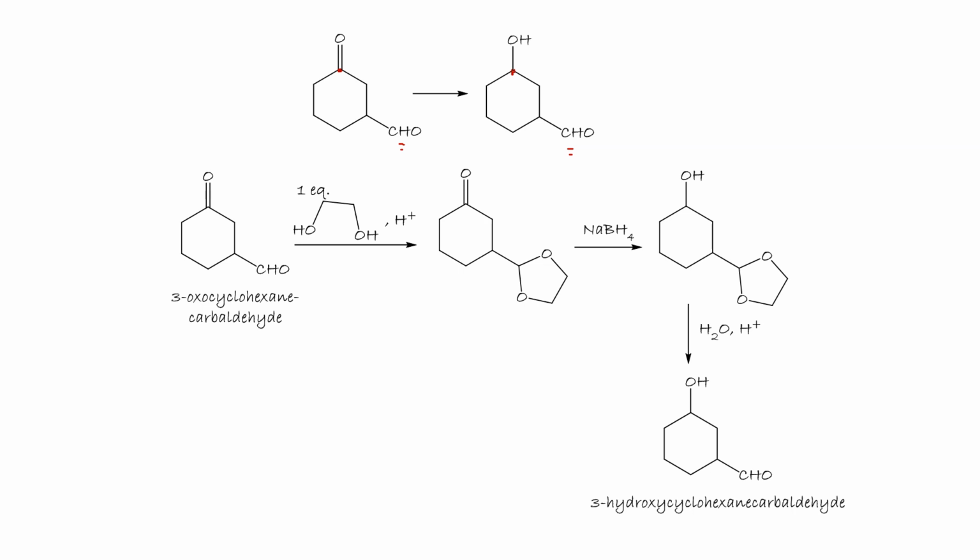So we know that aldehyde is more reactive than ketone. So we react this with one equivalent ethylene glycol in presence of acid. The aldehyde will react to form the cyclic acetal. Then reduce the ketonic functionality with sodium borohydride to get the hydroxy alcohol. Then hydrolyze the acetal back to aldehyde to get 3-hydroxycyclohexane carbaldehyde.